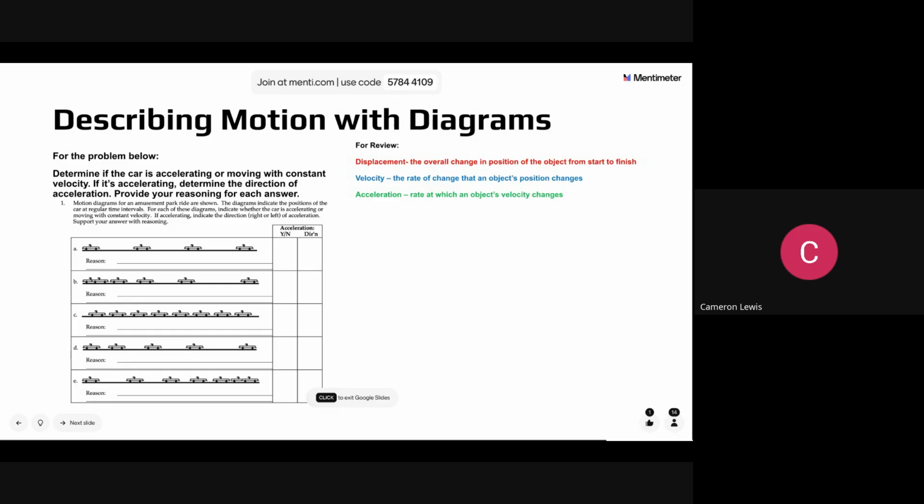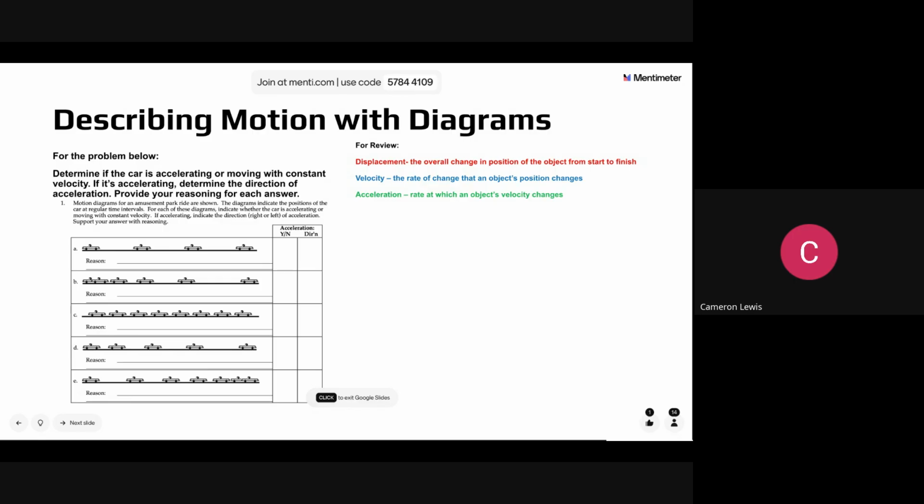Problem D. So sorry, we said it's accelerating because the first two cars are closer together, but the rest are further apart. So the rate of change is changing over time. Ooh, I like that. I like that. The rate of change is changing over time. Okay. Somebody been paying attention.